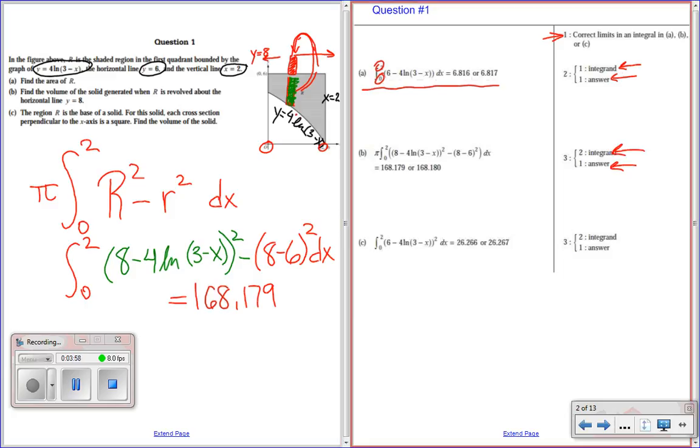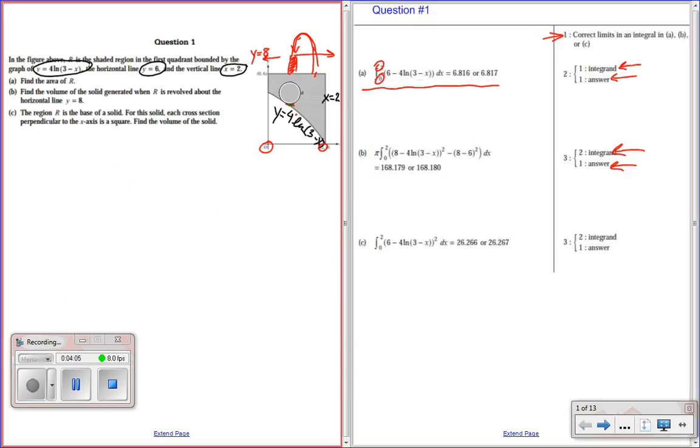Now, the last part is asking for us to do cross sections. Yep, cross sections, all right. Let me clean this up here. And what we need to do is build squares. So I'm going to build squares in this region. Okay, so squares, we know that squares are just the length squared. So to find the area of a square, you take one side, the length, and square it.